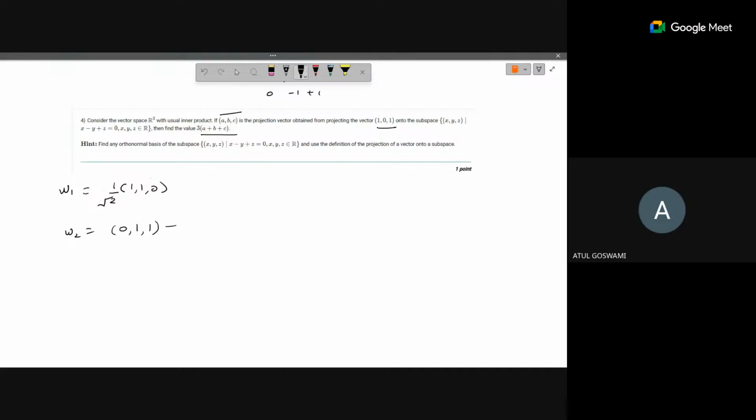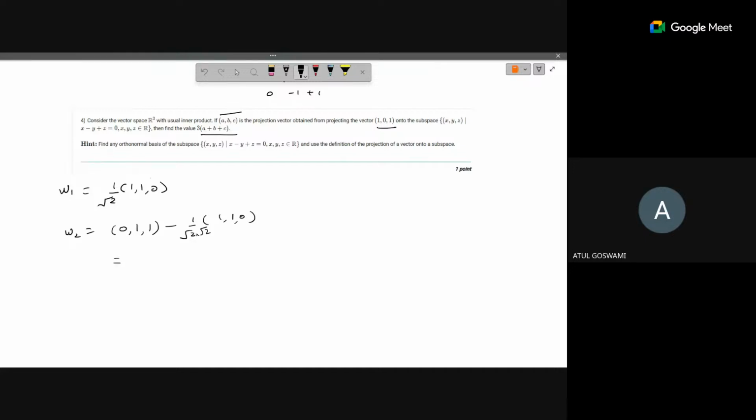So the projection would be the dot product times this vector. The dot product is 1 by root 2, right? The dot product times this vector itself, which is 1 by root 2 times this. So 1 by root 2 times 1 by root 2 is 1 by 2, times 1 1 0. So this is the projection of this vector on this, and we are subtracting this. Now we get the W2.